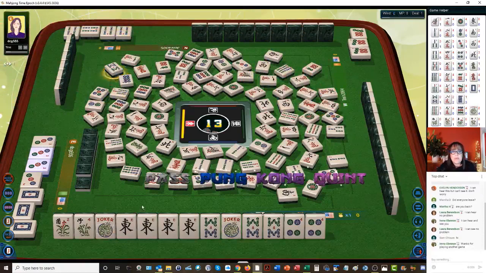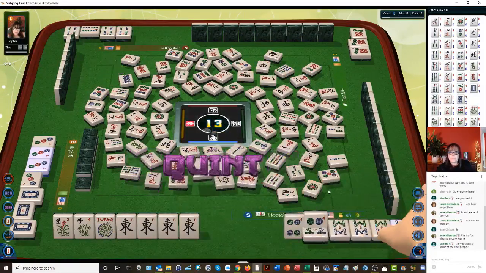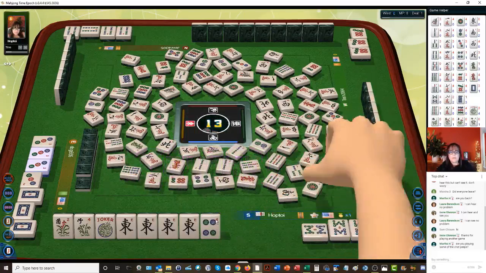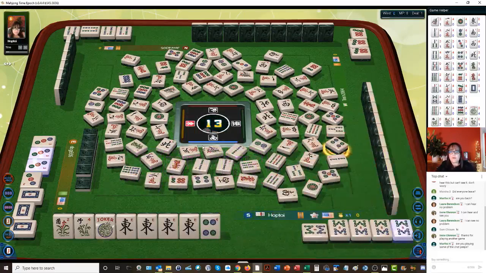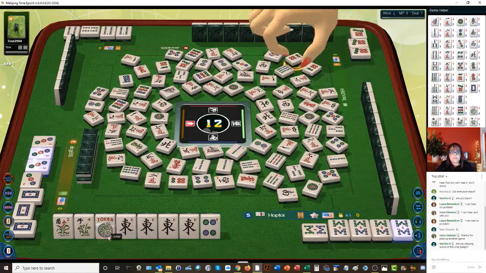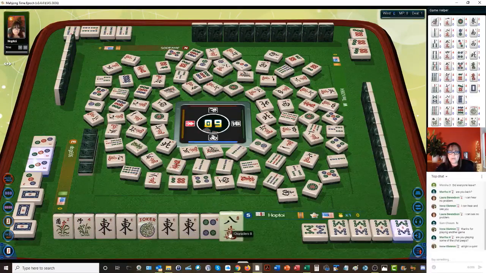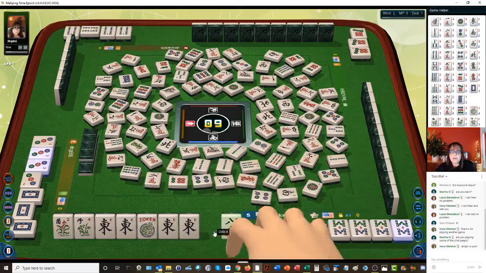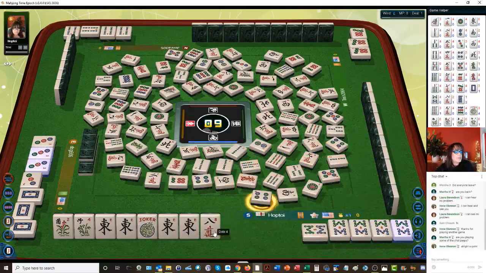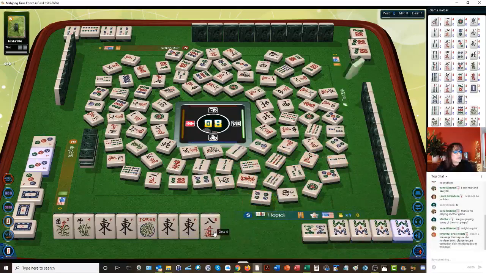Oh, wait. Wait, we want to quint that. Quint. Four dots. Four dot. Let's see if they take it with a joker. No. That's a bummer. At least it's a safe discard at this point. Six dots. And I think, I don't know at this point if I would claim a flower. I don't know who's going to throw a flower right now. Four dots. We tried for a quint.